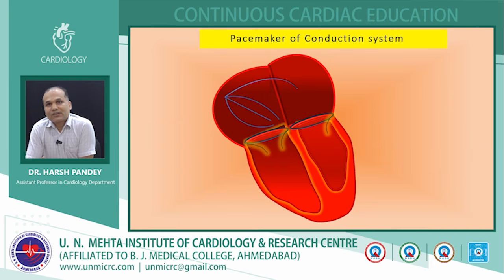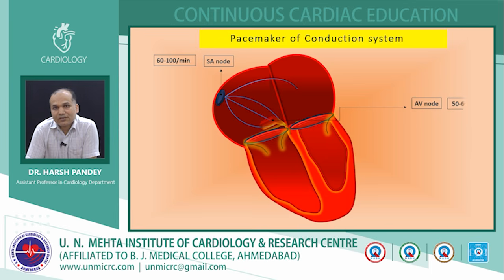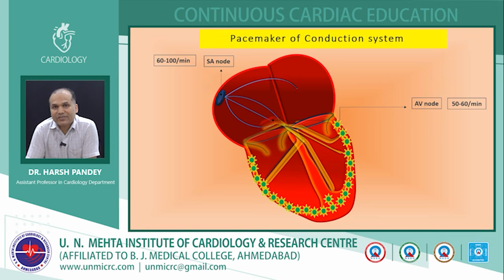Coming to the pacemakers of the conduction system, there are different pacemakers inside the heart. The predominant pacemaker is the SA node, which discharges at about 60 to 100 beats per minute. If the SA node does not fire, then the AV node will take over as the pacemaker of the heart. It will discharge at about 50 to 60 beats per minute. If the AV node is also not functioning, then the His-Purkinje system will take over, and that will discharge at a rate of 30 to 40 beats per minute.